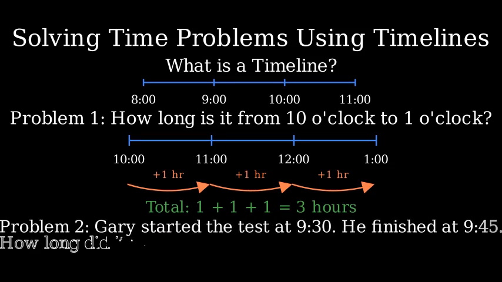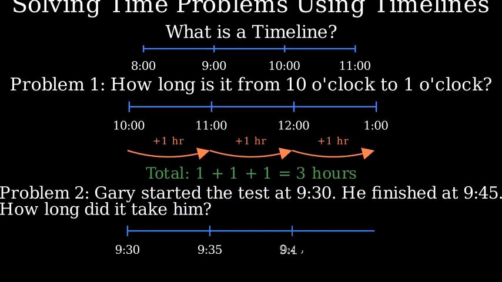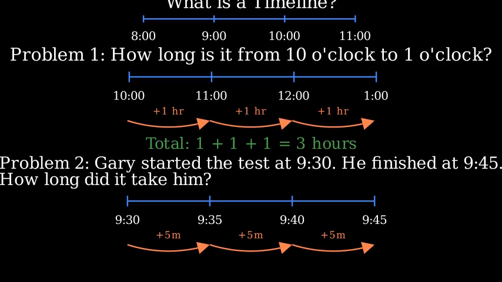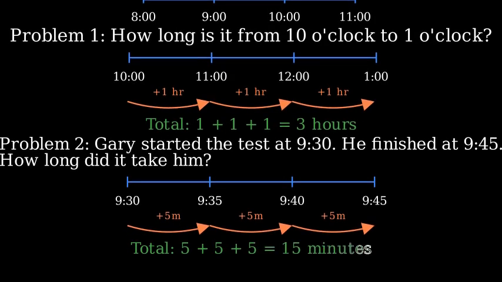Let's try another example. Gary started the test at 9:30. He finished at 9:45. How long did it take him? For this problem, we'll create a timeline with 5-minute intervals, since we're dealing with a shorter time period. We'll mark 9:30, 9:35, 9:40, and 9:45. Now count the jumps. From 9:30 to 9:35 is 5 minutes. From 9:35 to 9:40 is another 5 minutes. And from 9:40 to 9:45 is a third 5-minute jump. So Gary took 5 plus 5 plus 5, which equals 15 minutes to complete his test.